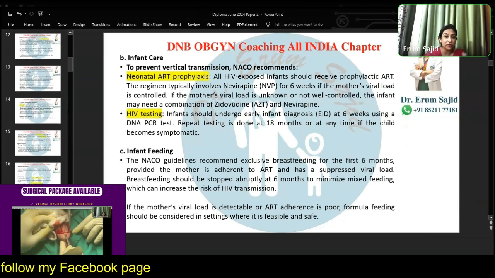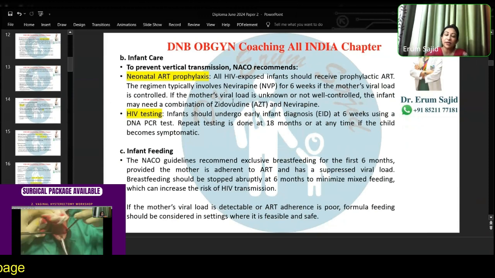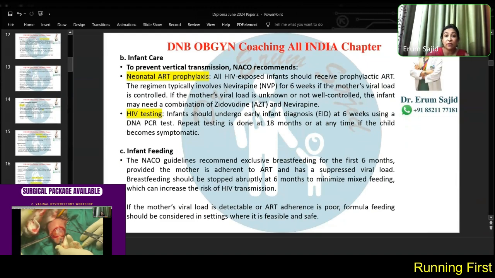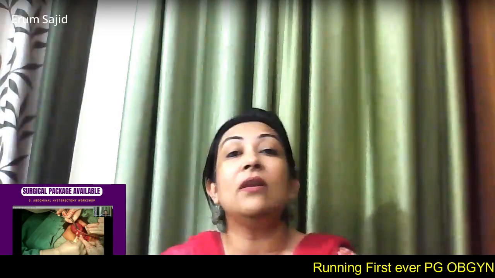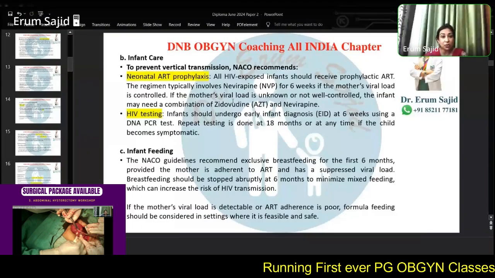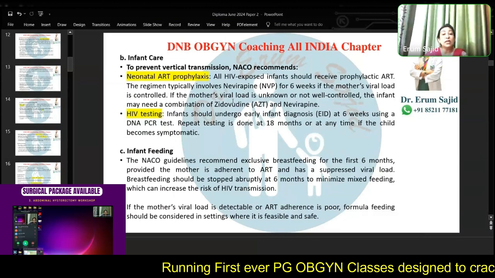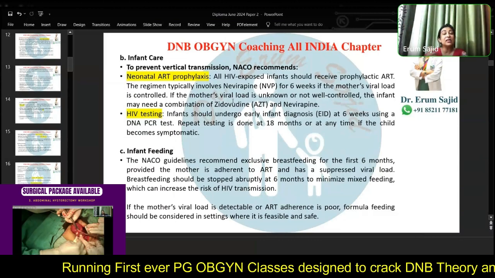Now listen to this very closely. If the mother has been taking prophylactic ART and she's very well controlled, and you know this, nevirapine alone is going to suffice. Suppose you do not know the ART status of the mother, or she's not very well controlled on ART, then she needs both zidovudine and nevirapine. I mean, the baby needs nevirapine and zidovudine both postnatally.